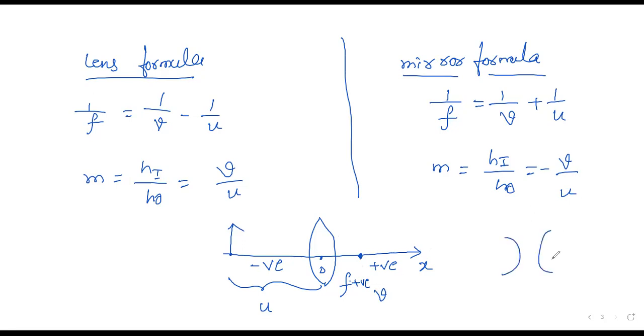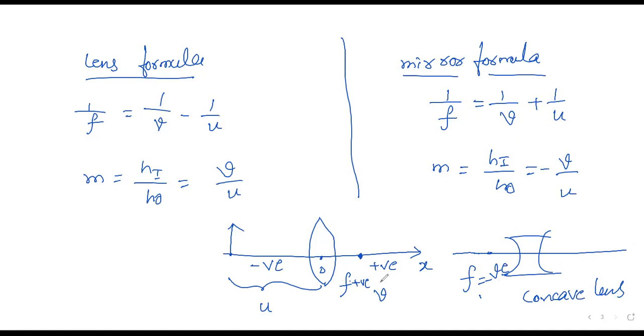If you come to the concave lens, the focus point is placed on the left side. The right side also has a focus point, but the refracted rays appear to meet on the left side. So here the focal length is negative in the concave lens. Mirror also negative, lens also negative focal length. In a convex lens or concave mirror, the focal length is positive.